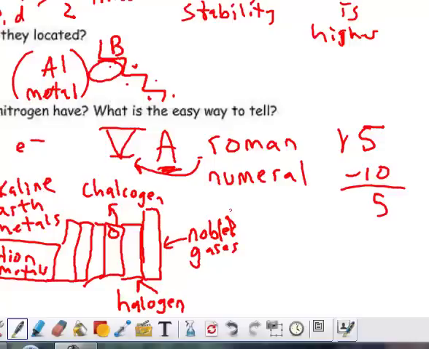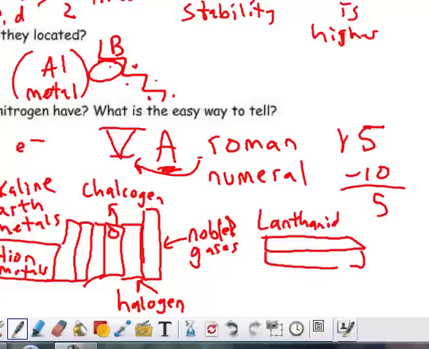That handles those. The two bottom ones are the lanthanide, which starts with lanthanum, and then actinide. Both of those are called the lanthanide and actinide series. So they're the Fs that go down the bottom.